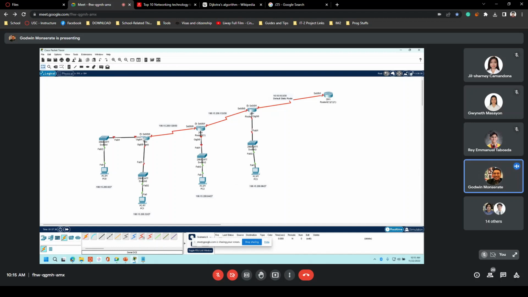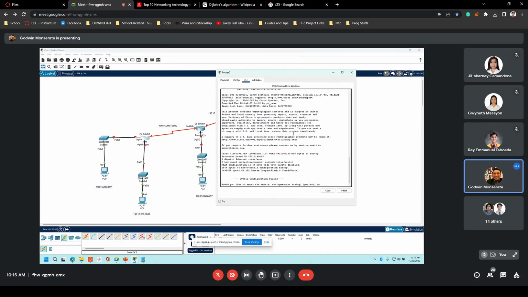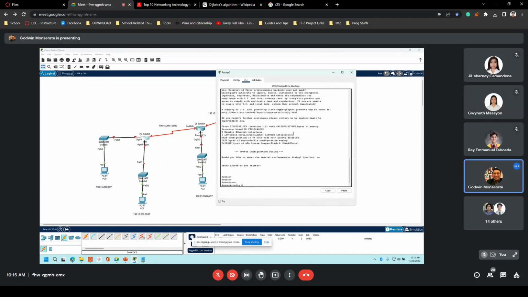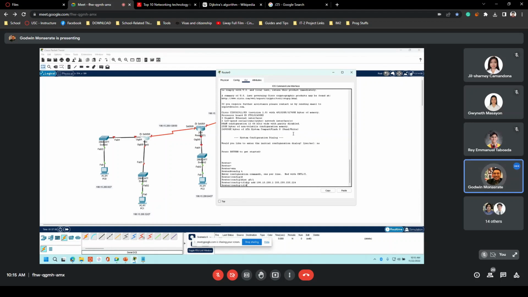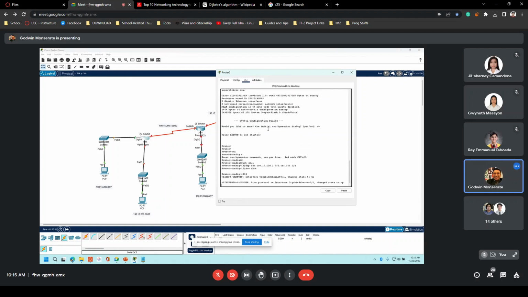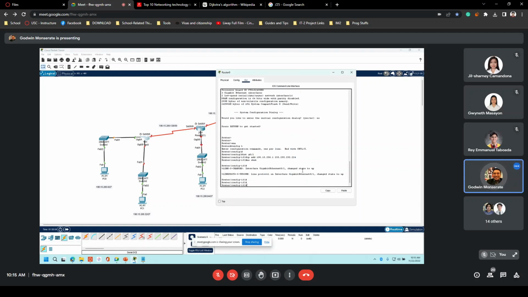So let's try to configure this one. Enable, config t, int fa0/1, ip add 198.15.200.1 255.255.255.224, enter, no shut. Why 224? Why 32? So 256 minus 224 is 32. That is where you get your ranges, which are in increments of 32.